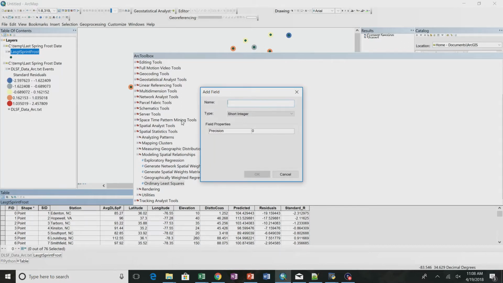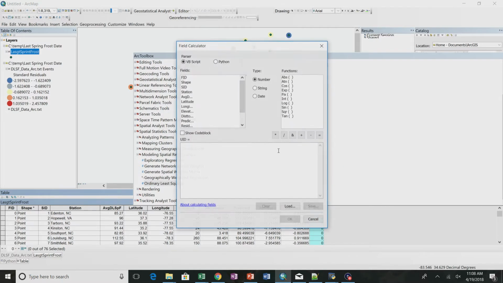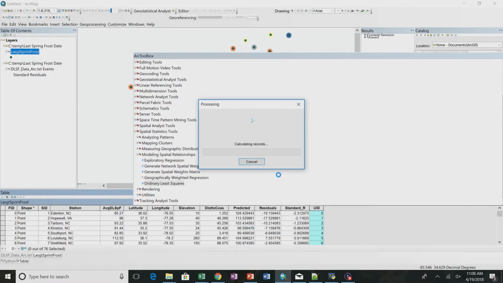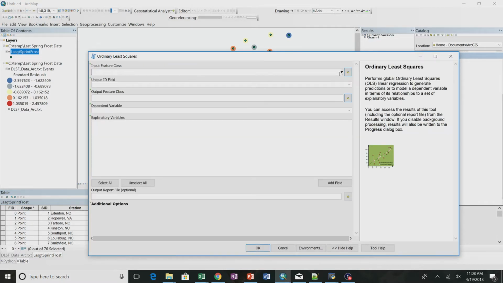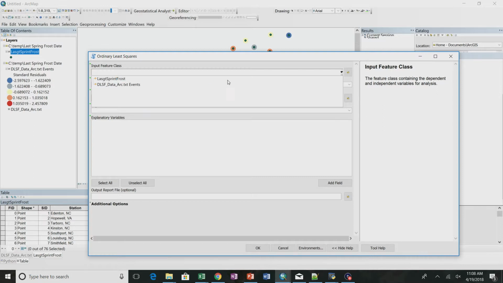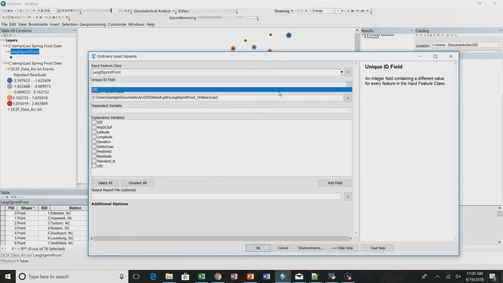I don't know why that's a double. We'll go add a field. We'll call this UID, and we'll make it an integer. Short integer is fine. And we'll just calculate FID into there. So that's the auto-generated unique ID field, and for some reason, it can't be that field. So now when we select last spring frost, it should let us choose this one we've created.